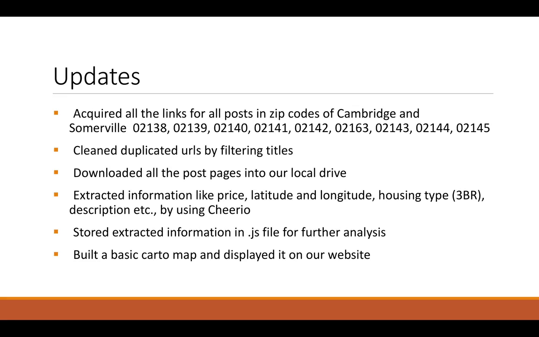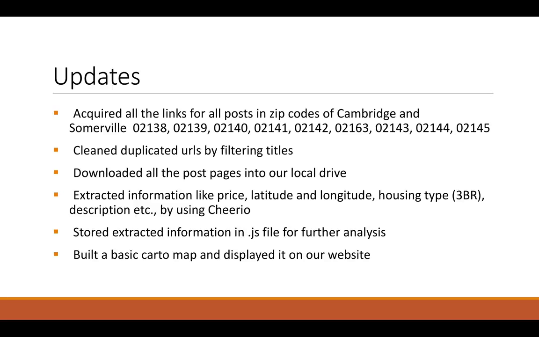First, we acquired all the links from all the posts in the zip code format of Cambridge and Somerville. We got 9 zip codes, and then we cleaned duplicate URLs by filtering the titles. If the titles are the same, we just ignore the latter ones.